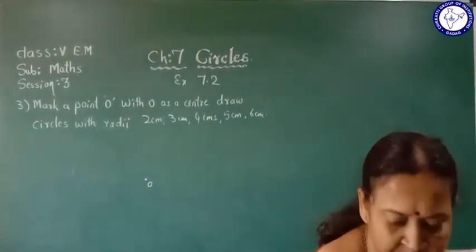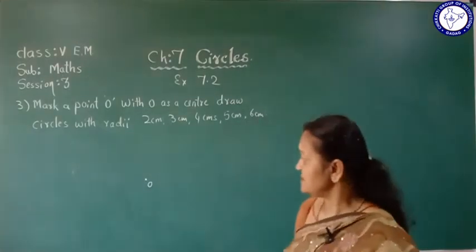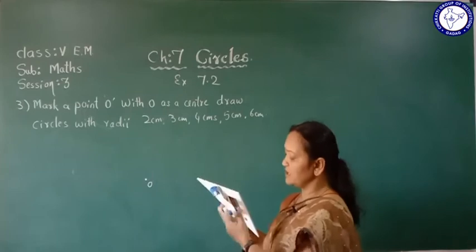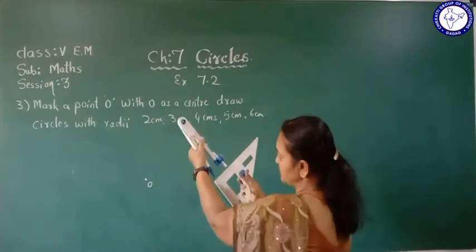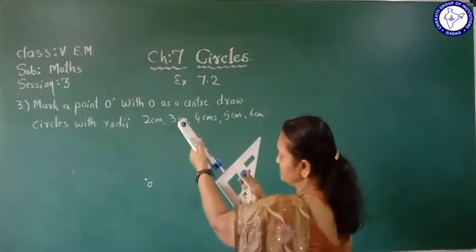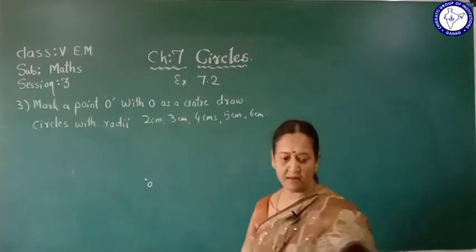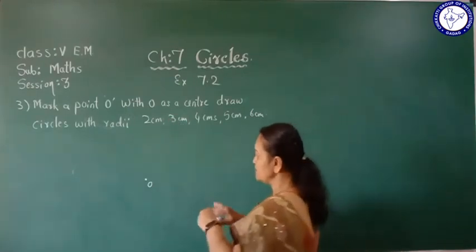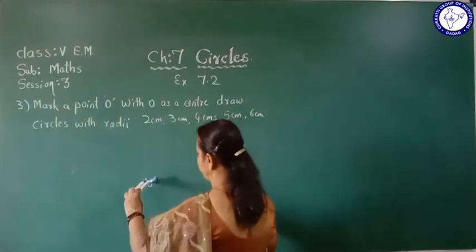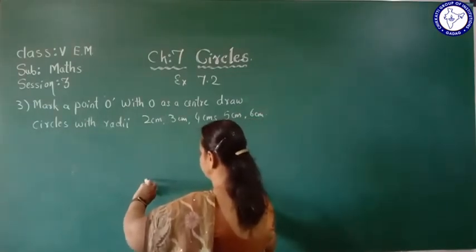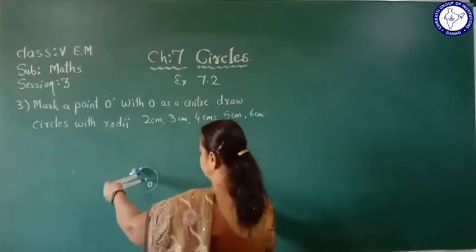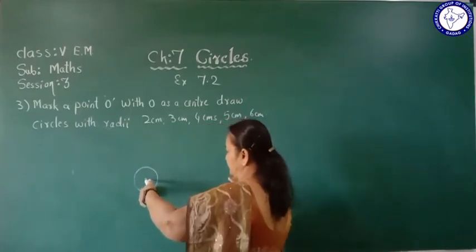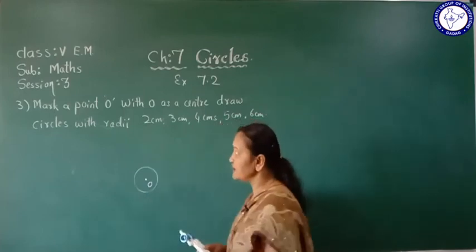Now here the first circle is of 2 centimeter. So keep your compass on the scale and measure 2 centimeter. Then keep this 2 centimeter on the center of the circle and draw a circle. Now this is 2 centimeter.